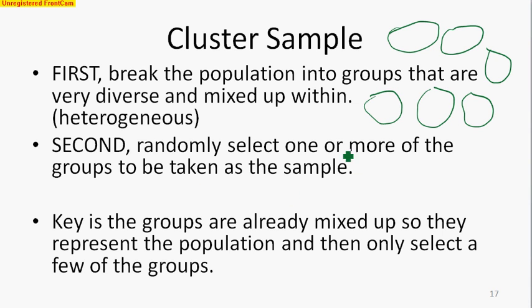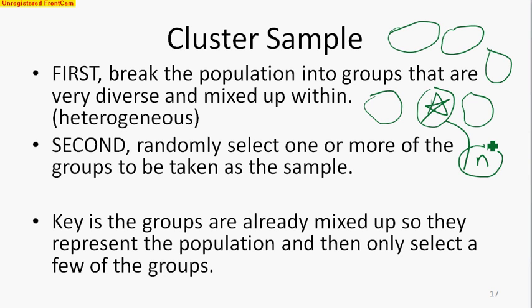Then, second, we randomly select one or more of the groups to be taken as the sample. So instead of taking a couple students from each group, we just randomly select one of the groups to become our entire sample. So let's just say that we label them 1, 2, 3, 4, 5, 6, and then we randomly select number 2 to be our sample. The idea here is that everybody in this selected group is now part of my sample, and that group was already nice and mixed up and diverse to begin with. So I now have a very good group.